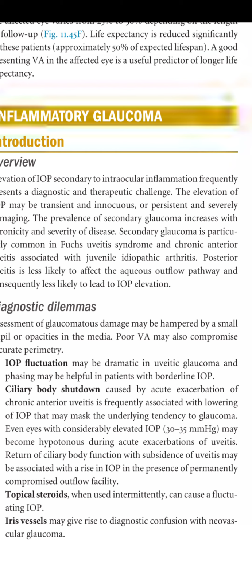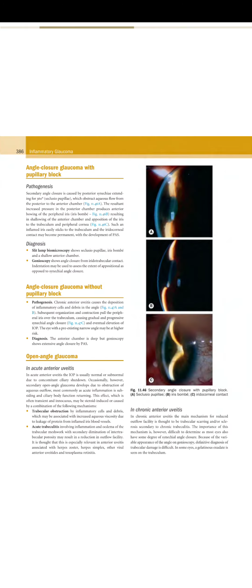So if your presenting IOP is like 30 to 35, then a patient may suddenly become hypotonous as well. Topical steroids, when used intermittently, can cause a fluctuating IOP, because topical steroids are basically used to treat the inflammation, and steroids are also known to cause raised IOP as well. Iris vessels may give rise to a diagnostic confusion with neovascular glaucoma.